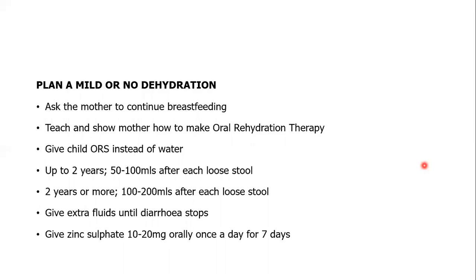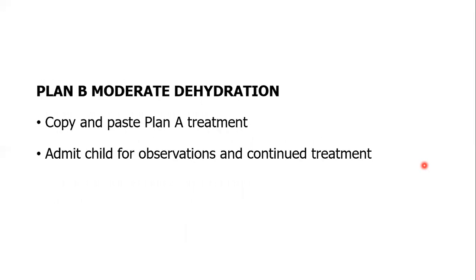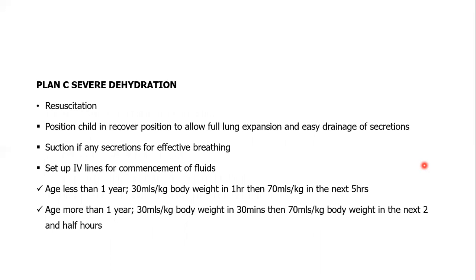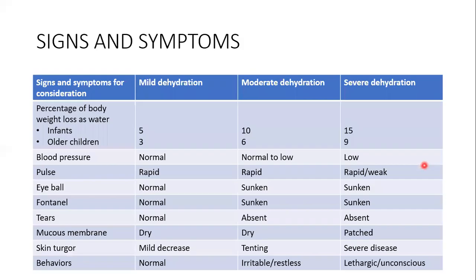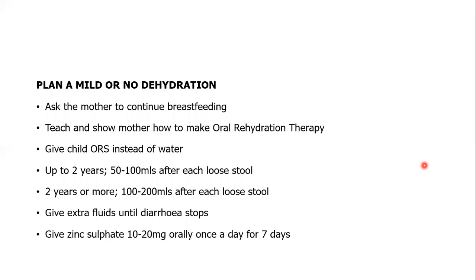And then when it comes to the treatment of dehydration, it has been phased out in Plan A, Plan B, as well as Plan C. Plan A corresponds to mild or no dehydration. Plan B corresponds to moderate dehydration, while Plan C corresponds to severe dehydration. So the way you treat mild dehydration is as follows. This is both for children and adults. So certain things, when you're going to give Plan A to an adult, you're going to remove certain things like breastfeeding. Obviously, adults don't breastfeed.